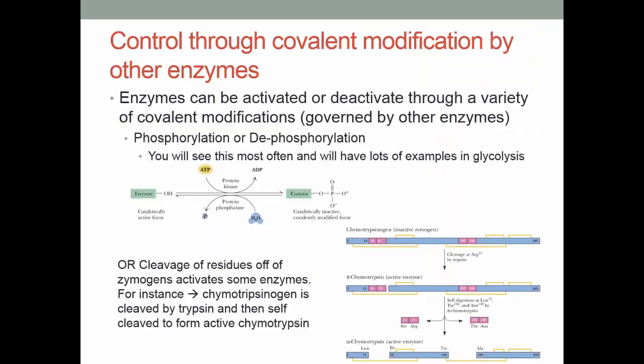As we begin investigating the regulation of various metabolic pathways such as glycolysis or gluconeogenesis, we see that the covalent modification of enzymes through phosphorylation or dephosphorylation is often used. Typically, these types of modifications are themselves governed by other enzymes. Zymogens are inactive forms of enzymes that require the cleavage of another enzyme in order to become active. For example, chymotrypsinogen is cleaved first by trypsin, then it is self-cleaved to form the active enzyme chymotrypsin, a very important protease that we have already studied and will study in more depth later.